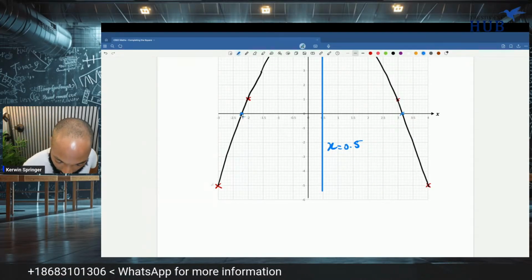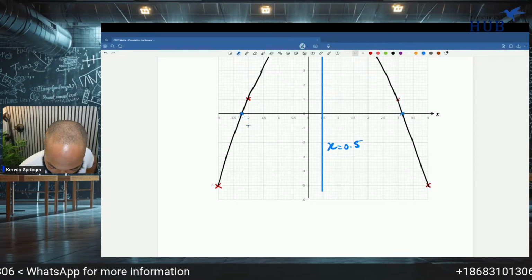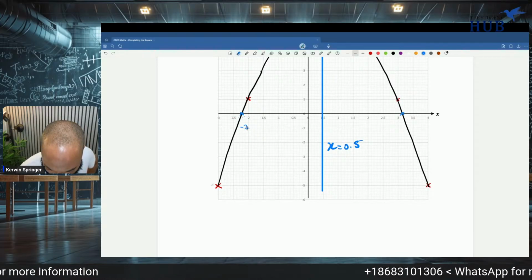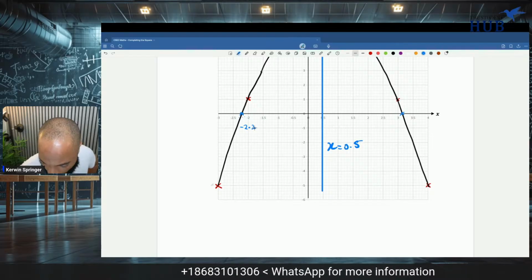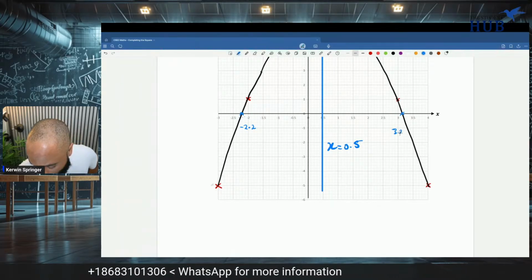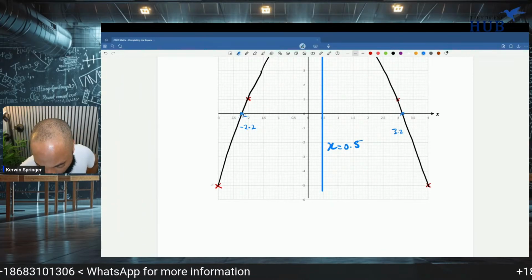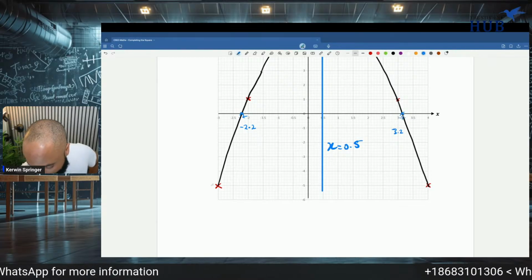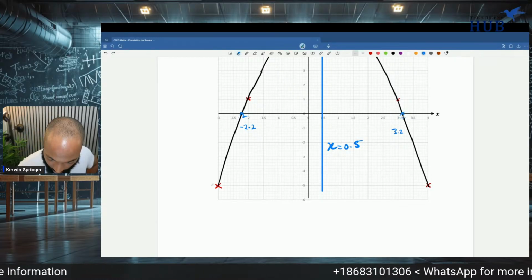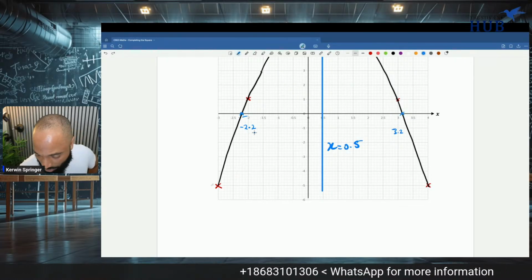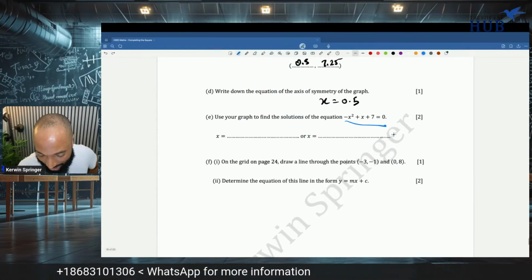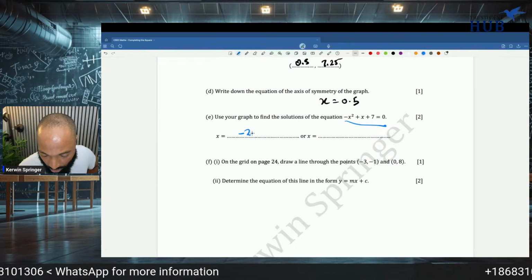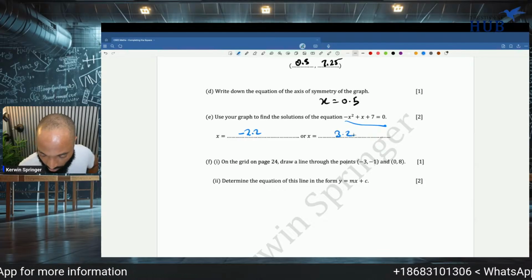So this is 1, 2, 3, 4, 5. So maybe negative 2.2, and this should be 3.2, because if you go 2 this way, it should have been 2 this way, right? To show that some symmetry was going on there. So I'll put negative 2.2 and 3.2. That's a good answer. It may actually be slightly different in reality. So negative 2.2 and 3.2 is cooking.